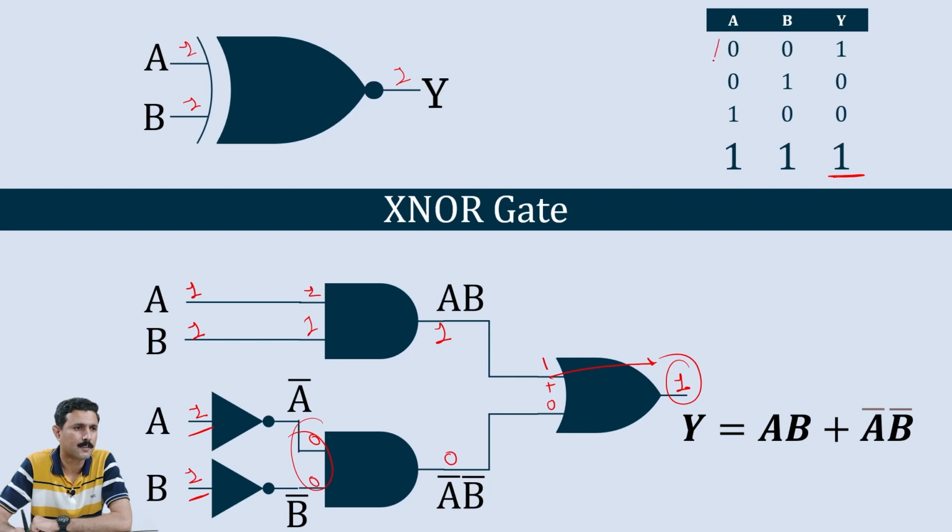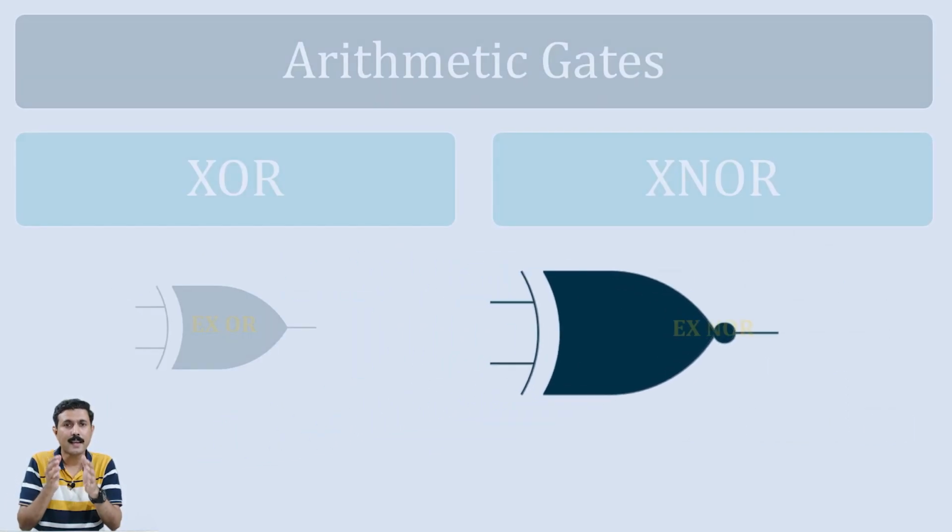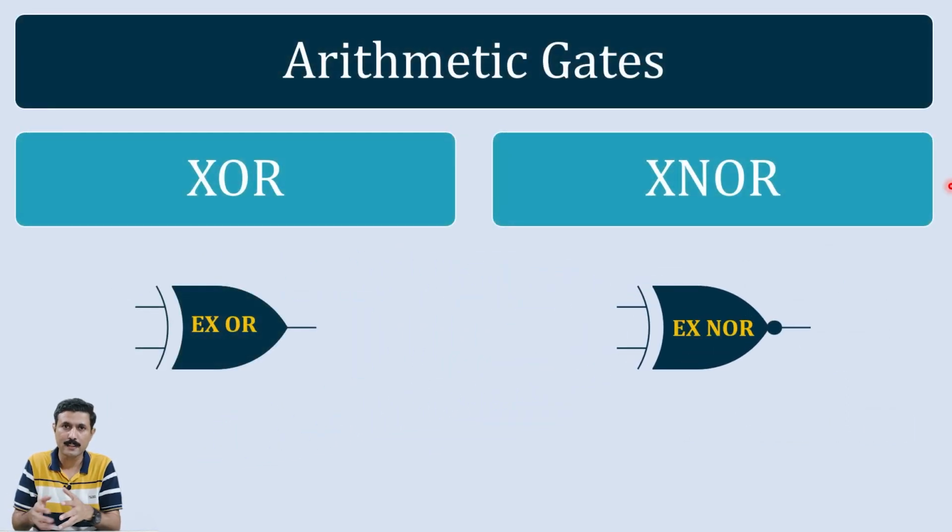So looking at first operation and this last operation, it is clear that when both the input to this XNOR gate is same, the output is 1. And when both the input are different, the output is 0. So this is how you can create the equivalent circuit of XNOR gate and understand truth table from that equivalent circuit. Basically, this XOR gate and XNOR gate are used for different purposes.